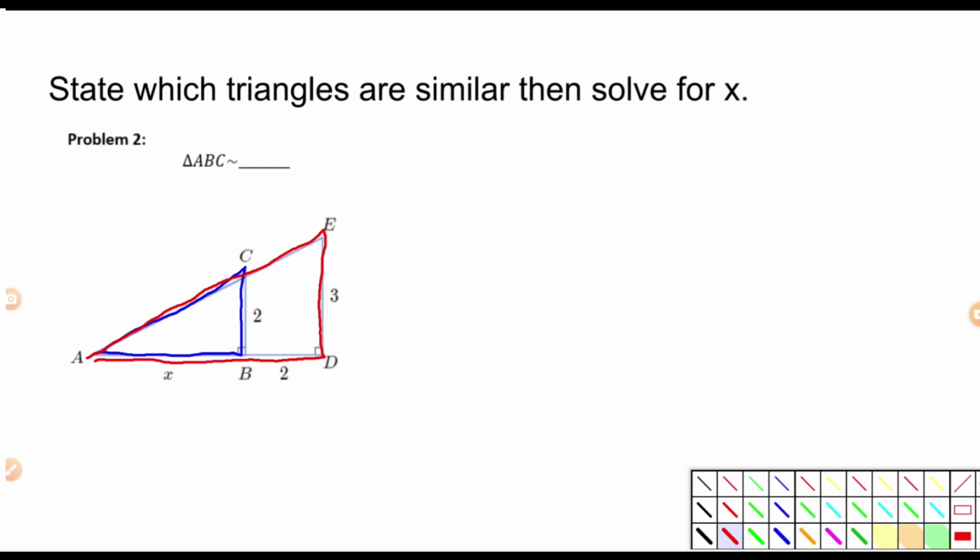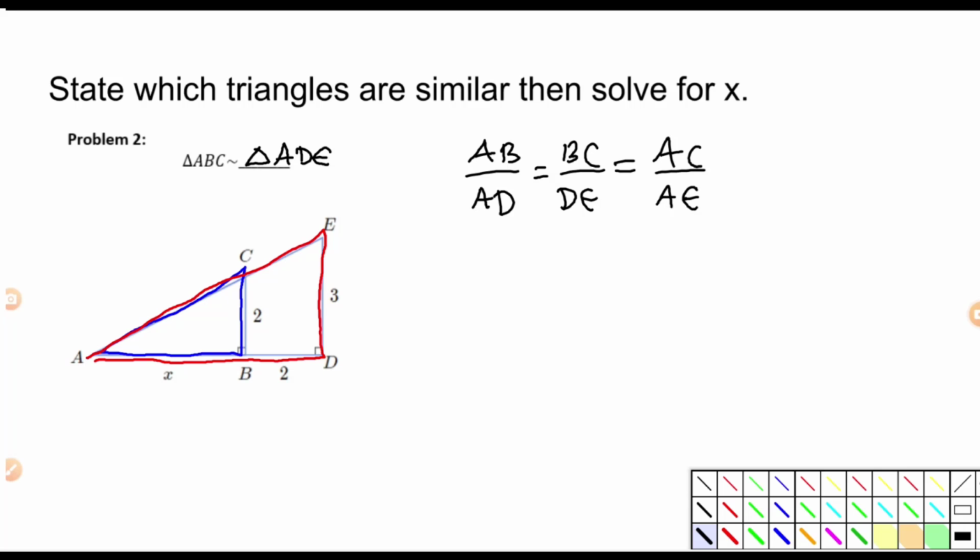Which ones are similar? First, I always write my similarity statement. So triangle ABC is similar to triangle ADE. I do this first because it makes my life easier. Once I have that, I can write a proportion out with all my sides. This is my step 2: AB to AD has to equal BC to DE, and that has to equal AC to AE.